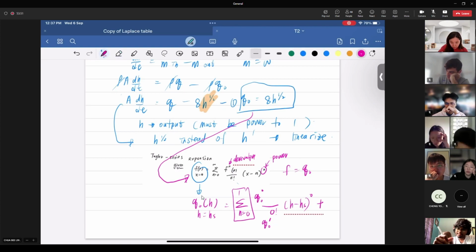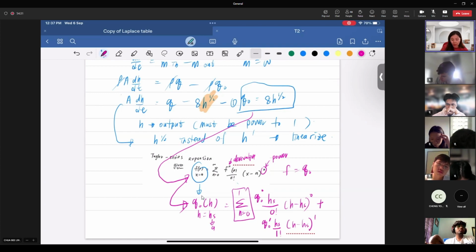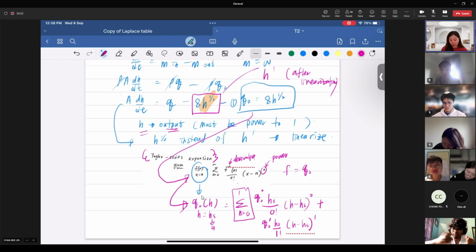Give me some time, I need to erase. So this is your A, so your A is the steady state value. Then steady state value over 1, then H minus HS power to 1. From this one to this one, you have to know this is for Q naught. It can be Q1, Q2, or Q3. Why do you have to do this? It is because the output H is not power to 1, so we perform this Taylor series expansion so that it will be H power to 1 after linearization. This is the purpose of having the Taylor series expansion.